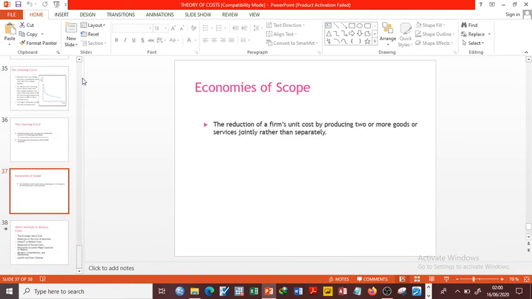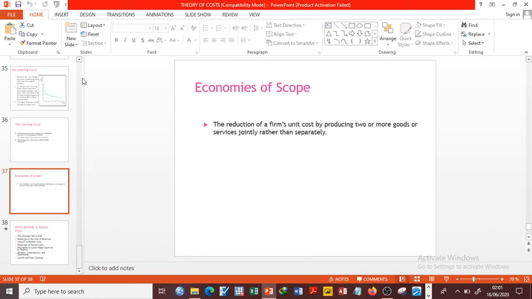Now, economies of scope. We've been looking at economies of scale, which is the same as increasing returns to scale. Now, what do we mean by economies of scope? Economies of scope, by definition, is a reduction of a firm's unit cost by producing two or more goods or services jointly rather than separately. So if a business can produce two or more goods jointly and not separately, and by doing so it is reducing its costs, then this is what we call economies of scope.